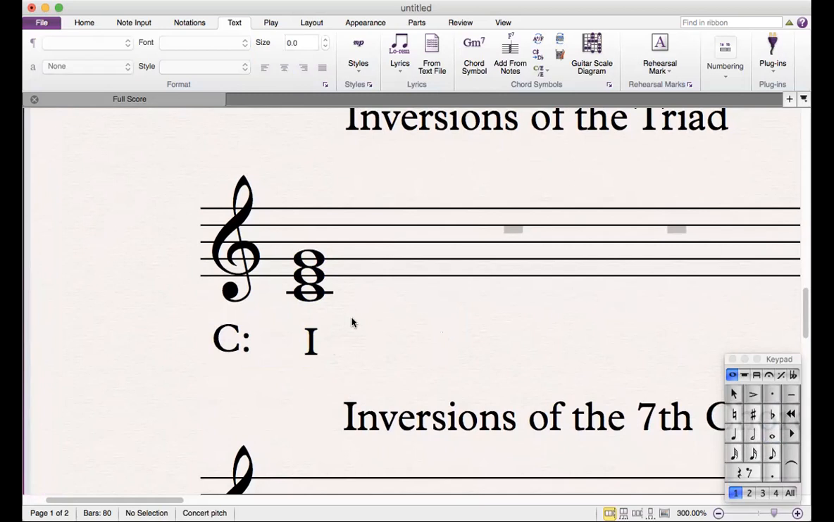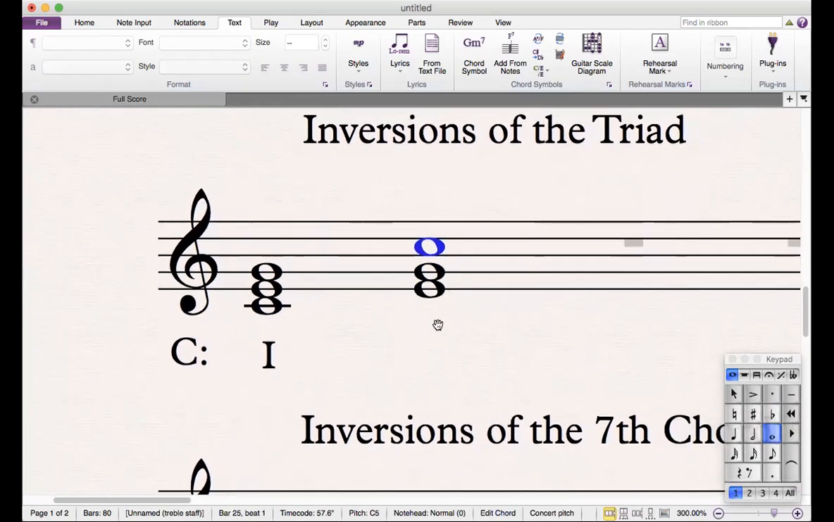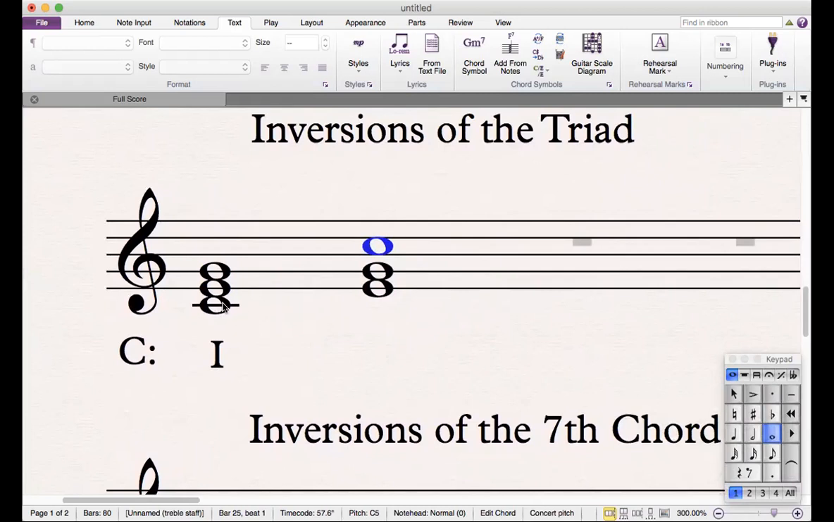Okay, what if we take this bottom note and we move it up an octave? So I'm going to copy and paste this over here. I'm going to take this note and transpose it. I'm going to go up here. There we go. Now it's up an octave. Can you see that move from C to C? There we go. Okay, now this is still a 1 chord. It's all the same notes.